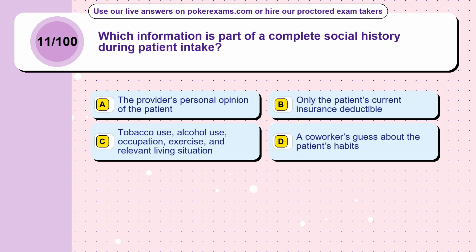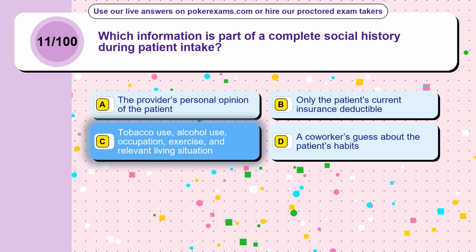Question 11. Which information is part of a complete social history during patient intake? Option A, the provider's personal opinion of the patient. Option B, only the patient's current insurance deductible. Option C, tobacco use, alcohol use, occupation, exercise, and relevant living situation. Option D, a coworker's guess about the patient's habits.